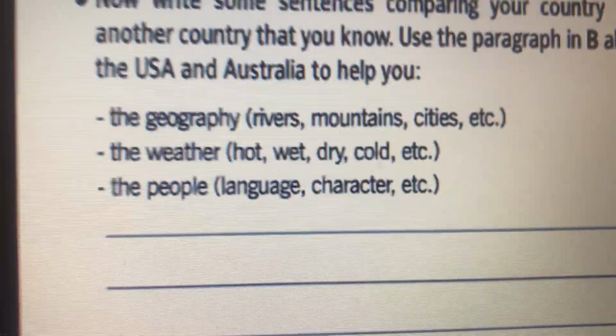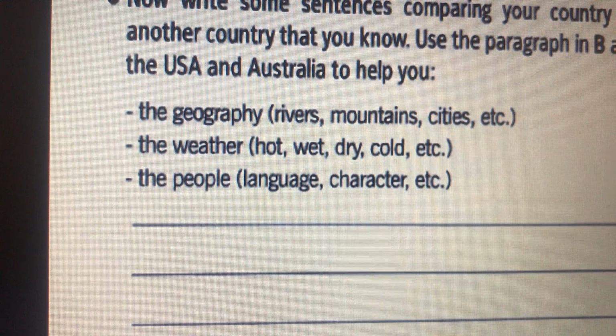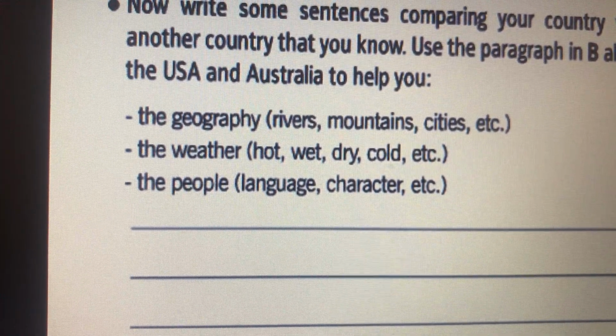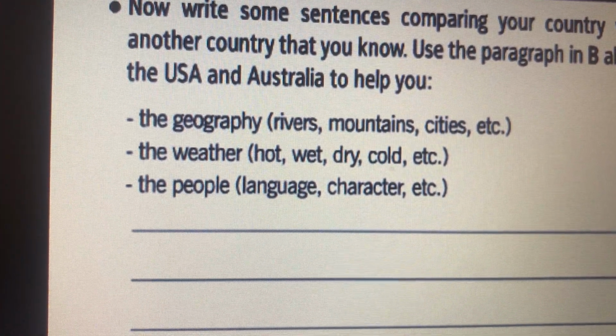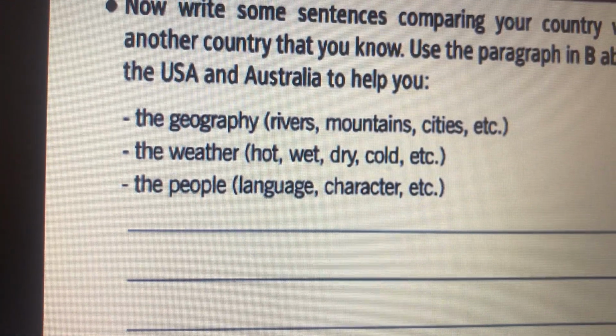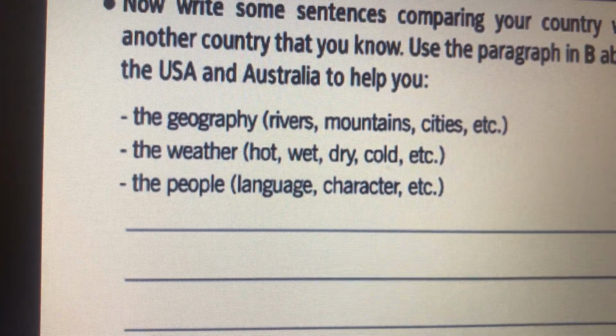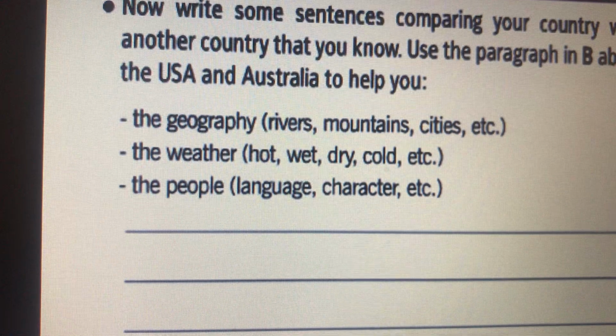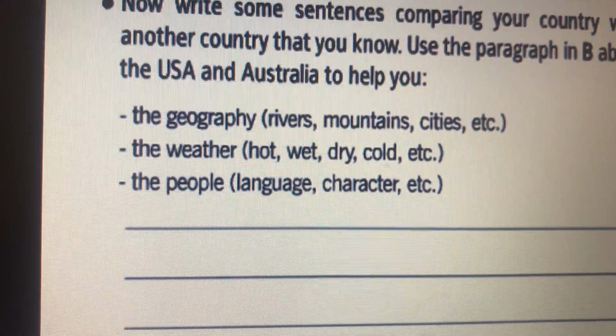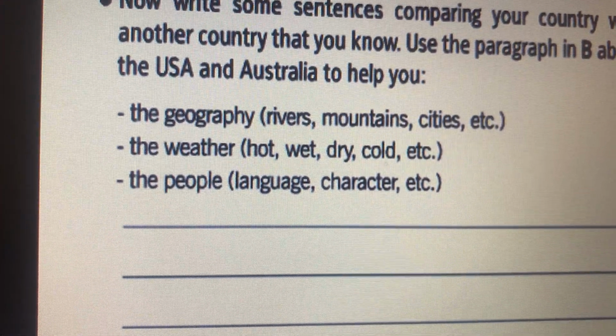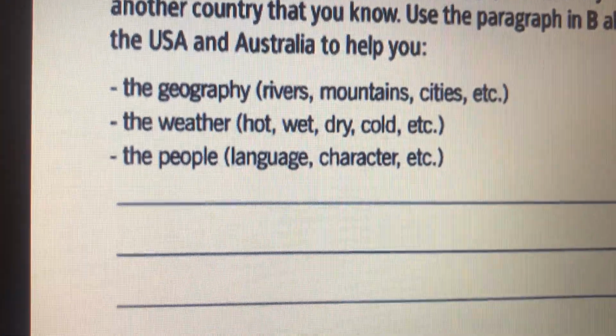Look at this. Write about what the geography, like rivers, mountains, cities, etc. Talk about the weather, hot, wet, dry, cold, etc. The people, talk about the people, language, character, population, something like this.